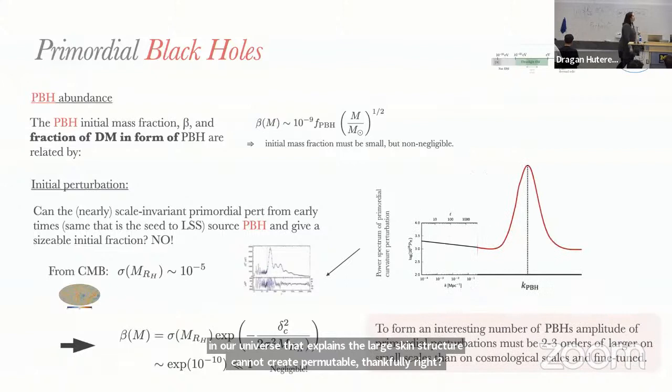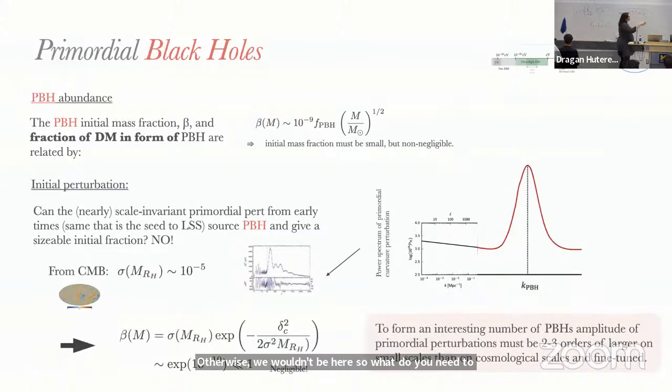So what do you need to create a primordial black hole? You need to extend this power spectrum. So you need to have whatever theory of inflation or other theory, where the power spectrum on large scales is nearly scale invariant. But then on small scales, you have a peak. You are allowed to have a very high density there, and this needs to be 2 or 3 orders larger on small scales than what we have for perturbations.